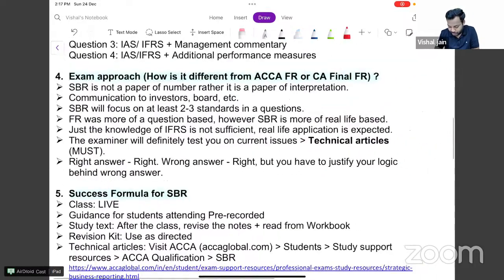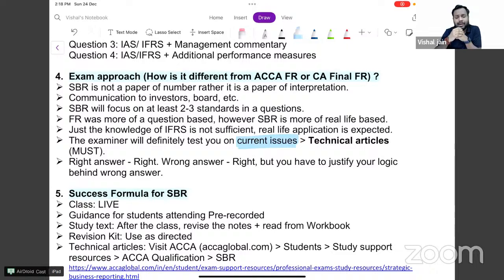The examiner will definitely test you on current issues. Now, what are current issues? Current issues are something currently ongoing, a trending topic in the world. For example, a few months back, Bitcoin was a very hot topic. So Bitcoin was a current issue. Two years back, COVID-19 was a global pandemic. That was a very ongoing, hot topic, so that was a current issue back then. Whatever the ongoing issues in the market are, those come as current issues.